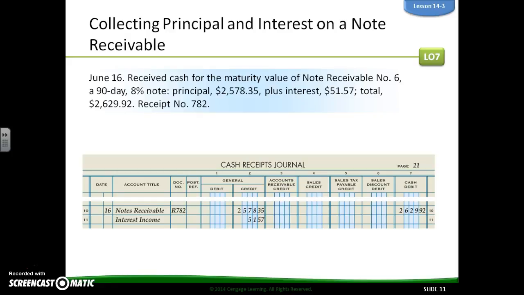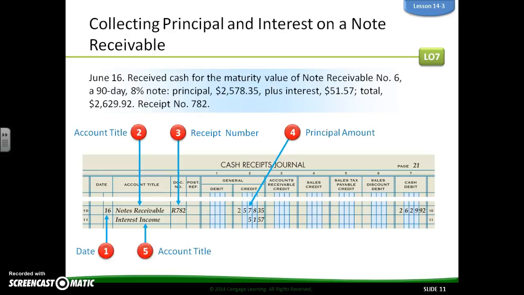So here's our cash receipts journal. On the 16th of June, we're going to go ahead and credit notes receivable for the receipt of the money. And notes receivable gets a credit of the original amount of the note, and then interest income gets the interest piece, and then we're going to debit cash for the total amount we received.